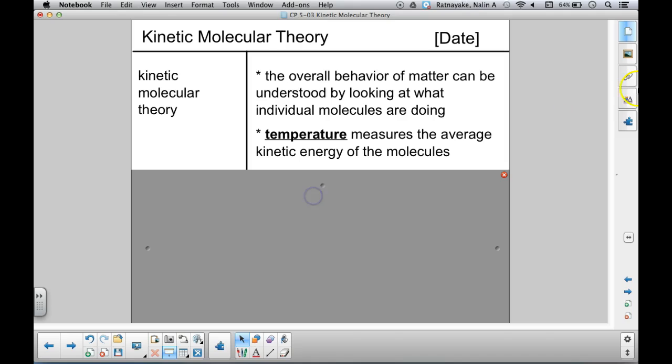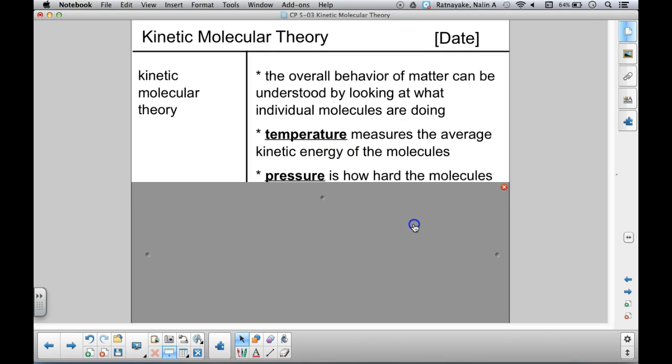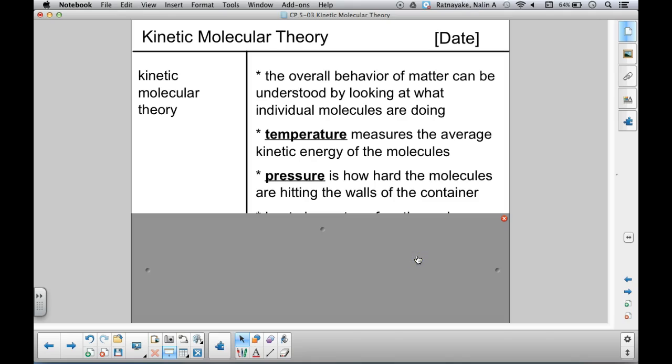So we can start defining some things about the overall behavior of matter based on what individual molecules are doing. We already know this. Temperature measures the average kinetic energy of the molecules. Kinetic energy means the energy of motion, so temperature is sort of measuring how much motion molecules have in a substance. But we're going to add to that this idea called pressure. Pressure is how hard the molecules are hitting the walls of the container.